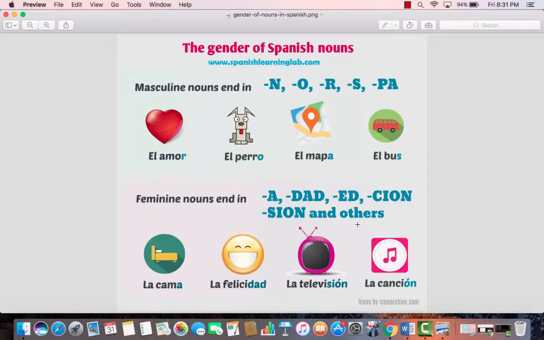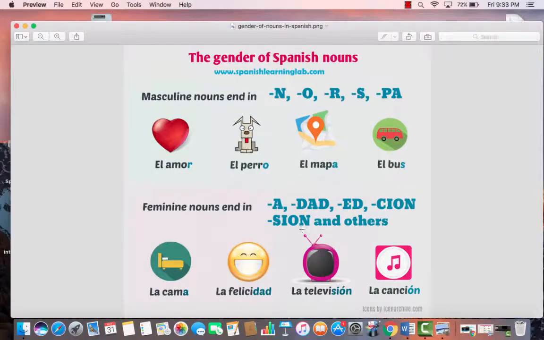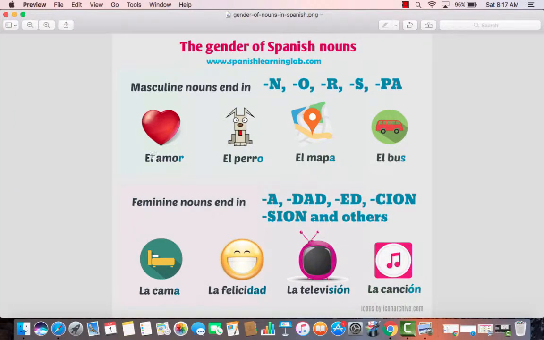How to recognize them? Well, most nouns that end in the letter N, O, R, S, or PA, they are all masculine nouns. On the other hand, the feminine nouns usually have this ending listed over here, and you can see them here at the end of these examples: la cama, la felicidad, la televisión, and la canción. So the articles tell you exactly the gender of that noun. So every time you see the word el in front of a noun, you know automatically that that noun is masculine. So what about the endings that I mentioned here?